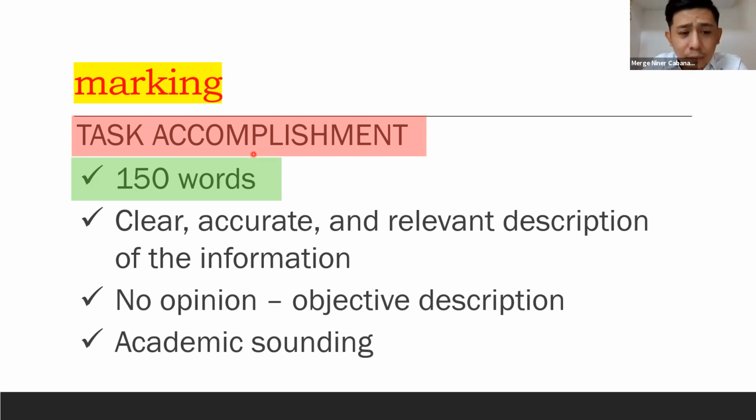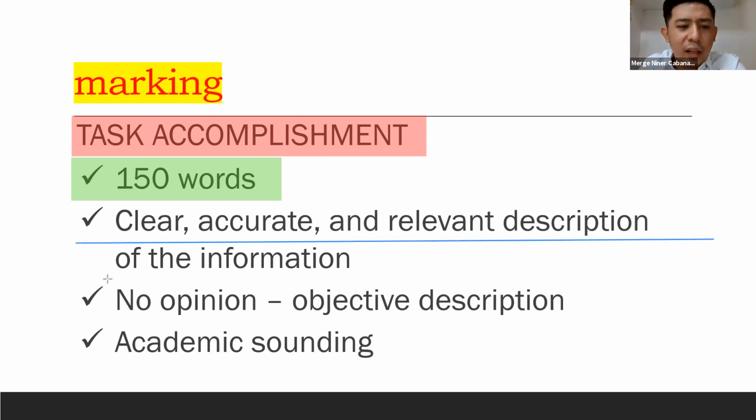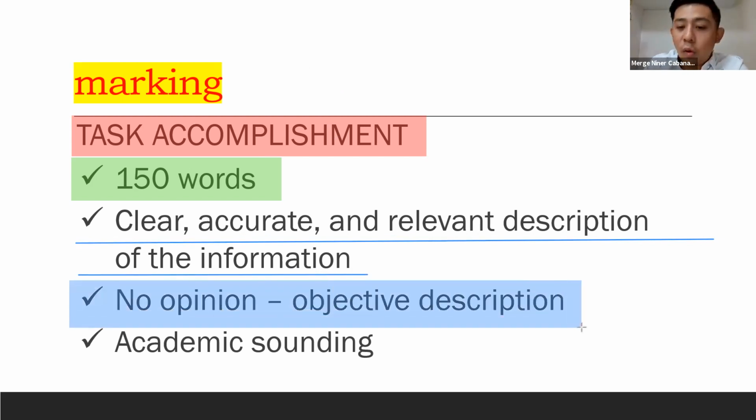But sir, is it enough to just write 150 words? I wrote 150 words, but I wrote the lyrics to my favorite song. Come on, you're going to write a report. If it's not clear, if it's not relevant, if it's not an accurate description of the information, then what's the point? So you have to remember this is also important. You must present a clear, accurate, and relevant description of the information. Now, we shall also remember, no opinion, only objective description. When you say opinion, let's say I saw a map of Cabanatuan City, and you said that map of Cabanatuan City is a beautiful place.